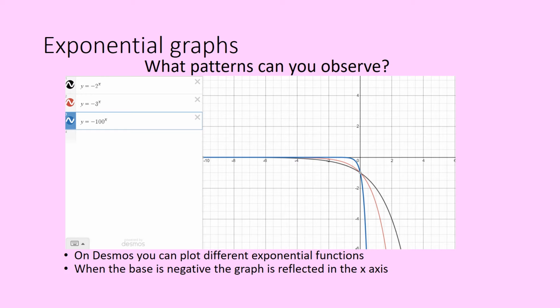Let's have a look at another type of exponential graph. Here I've plotted y equals minus 2 to the x, y equals minus 3 to the x, and y equals minus 100 to the x. What patterns do you observe? Well, when the base is negative, the graph is reflected in the x-axis.